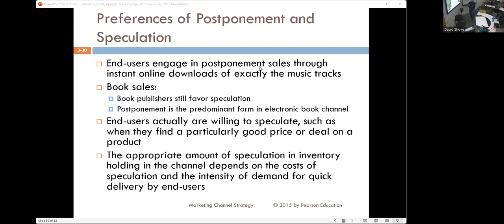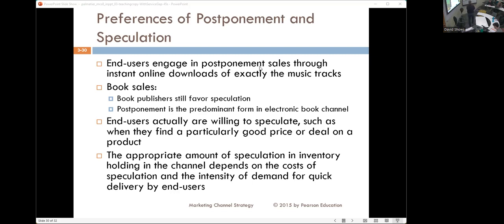because it comes down to money, end users are willing to speculate if they feel the value that they receive is going to be high. What I did with Babylon 5. Physical books require speculation. You have to put money forward to make them. In the electronic book channel, of course, when one copy is as good as any, postponement is the predominant because you don't want postponement to get in the way of the physical copy.